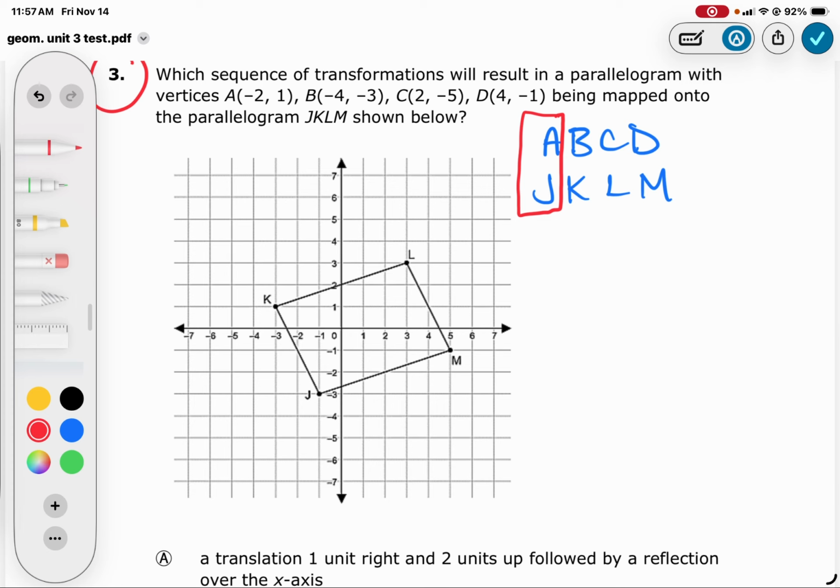So now I need to identify those points. A is what it starts off as, and it's going to be mapped onto J. So A, the coordinates are -2, 1. And J, the coordinates are right here, which is -1, -3.